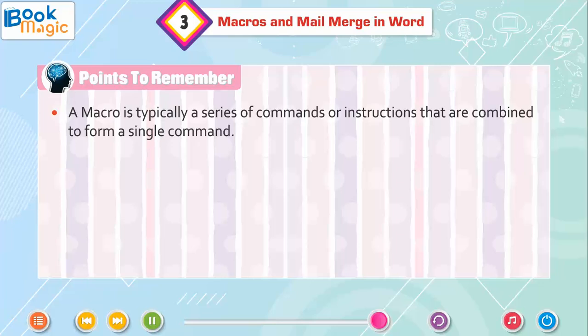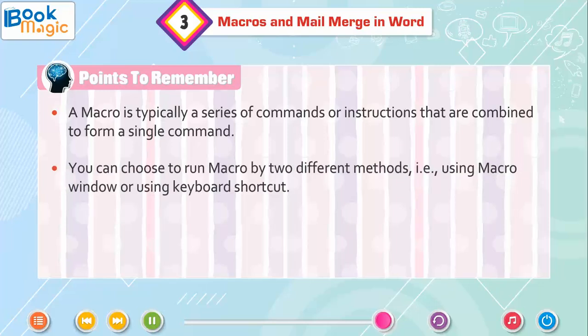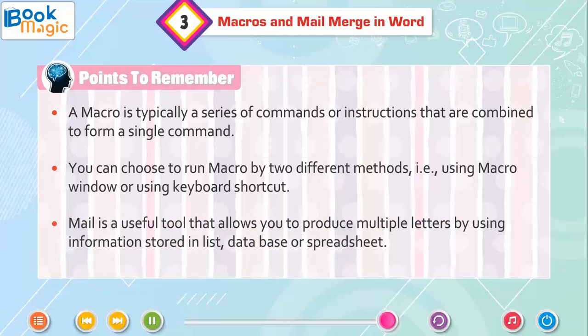Points to remember. A macro is typically a series of commands or instructions that are combined to form a single command. You can choose to run macro by two different methods, that is using macro window or using keyboard shortcut. Mail merge is a useful tool that allows you to produce multiple letters by using information stored in list, database or spreadsheet.